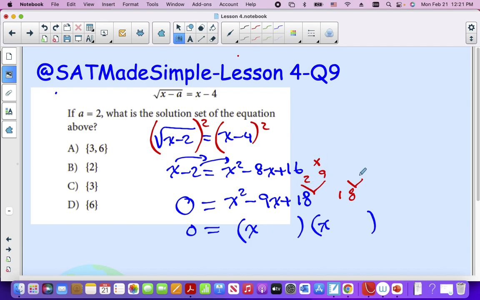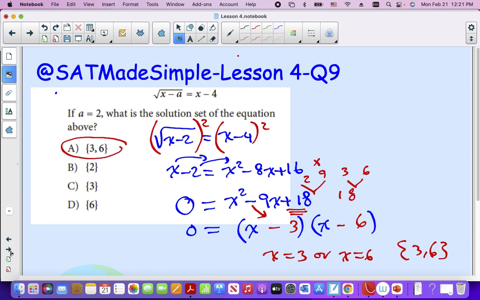So the other option is 6 and 3. 6 times 3 is 18, and minus 6 and minus 3 is minus 9. So that is my 6, that is my 3, and both of them are minus. Since the constant is positive, both brackets will have the same sign as the middle term. So x is equal to 3 or x is equal to 6. So the solution set is 3, 6, and that makes answer A the correct answer.